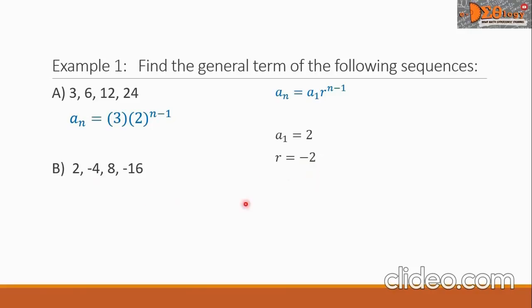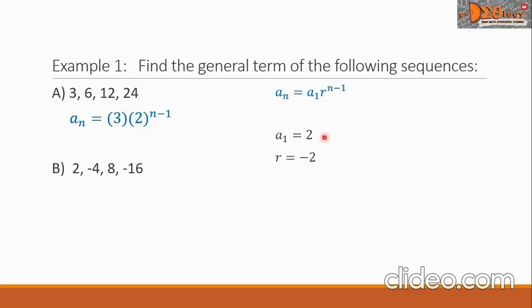We can see here that the signs of our terms are alternating from positive to negative to positive to negative. That is what happens when our r, or the common ratio, is a negative number.